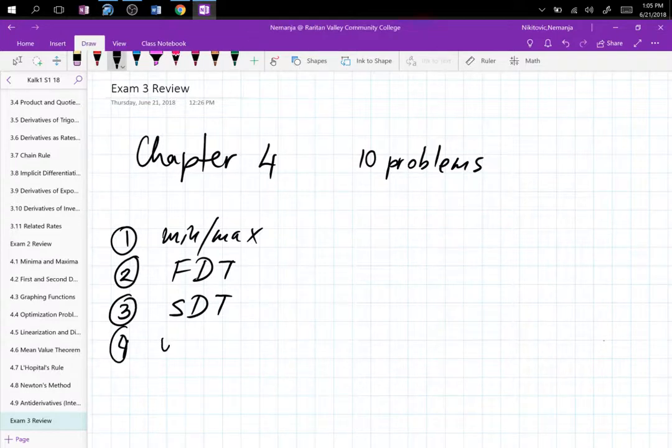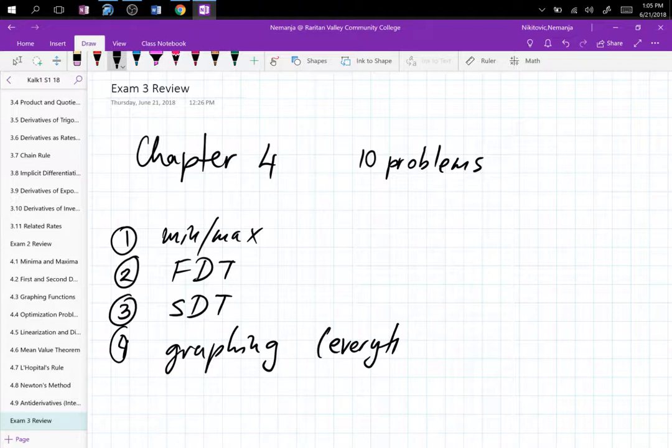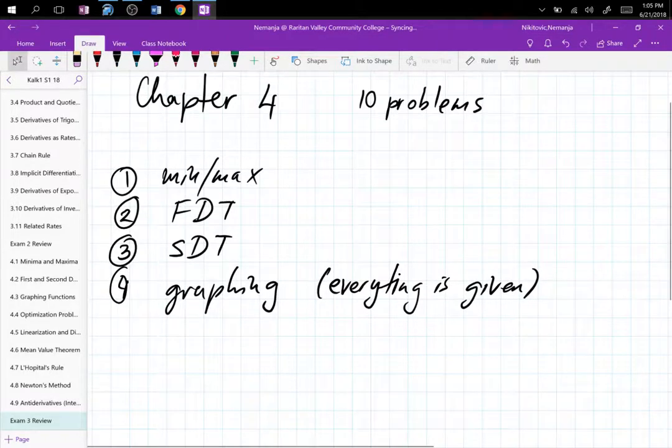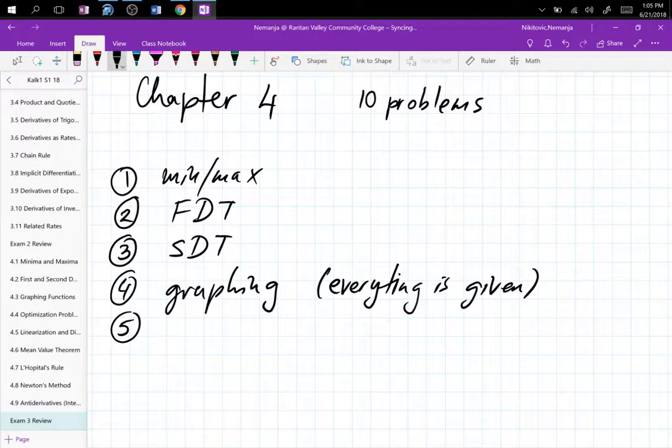Number 4, graphing. And I'll see, everything is given. So no, you're not calculating anything there. That's number 4. Number 5 is the optimization word problem.